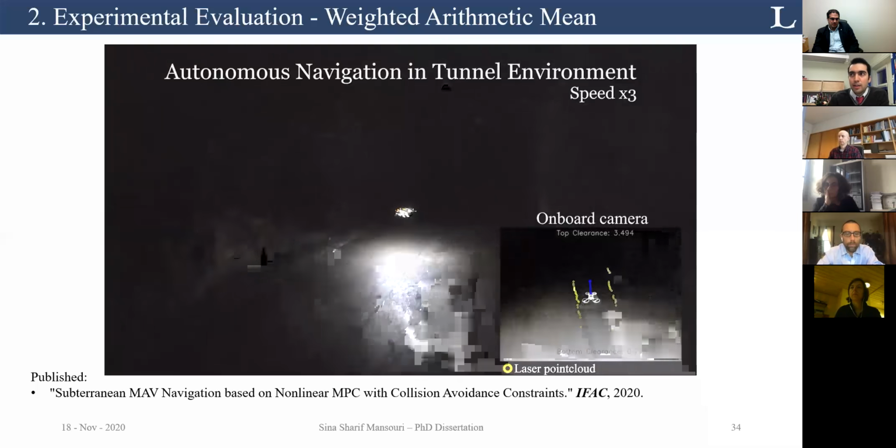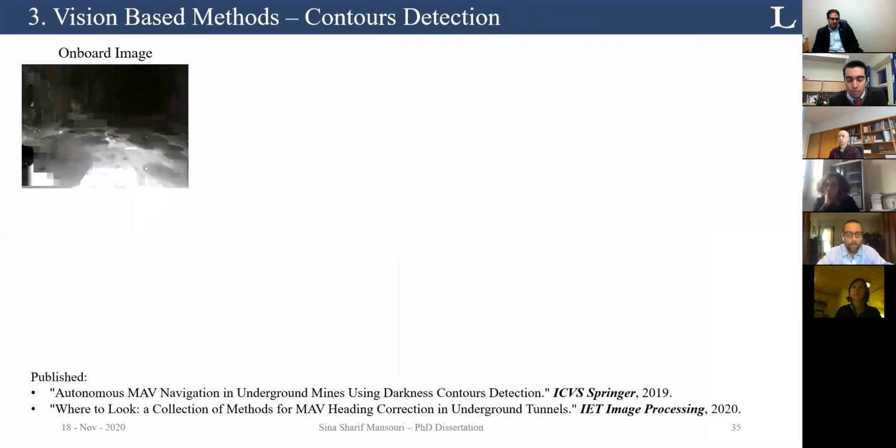Then I came up with the idea: do we really need the 2D LiDAR? What if I have just flying cameras, remove the 2D LiDAR, and find the open areas with the camera? So initially I was looking at some computer vision methods like contour detection. So assume we have this as an onboard image.